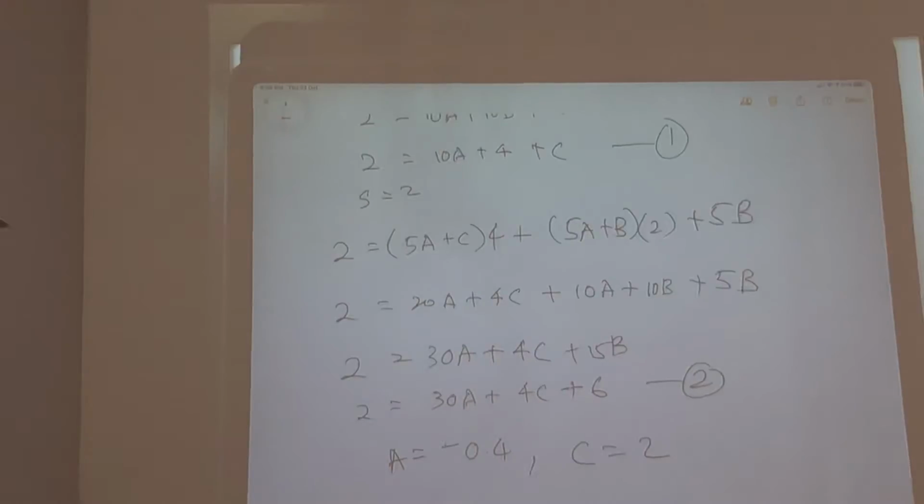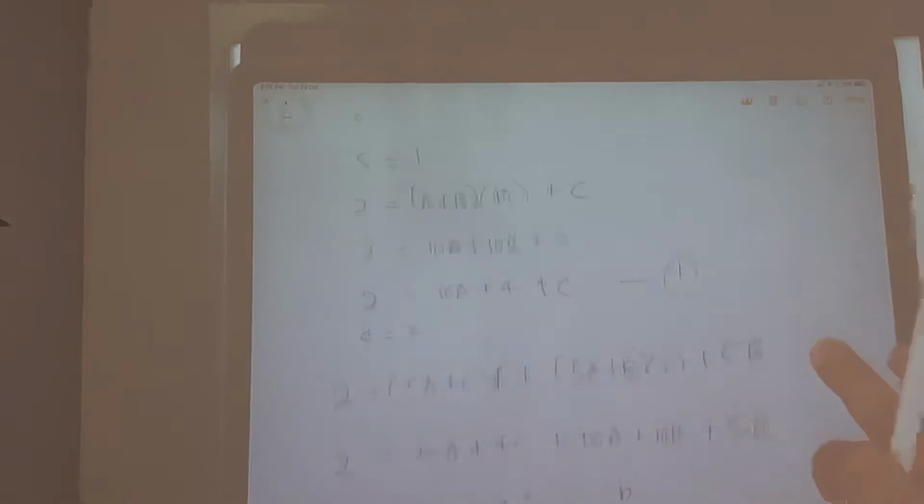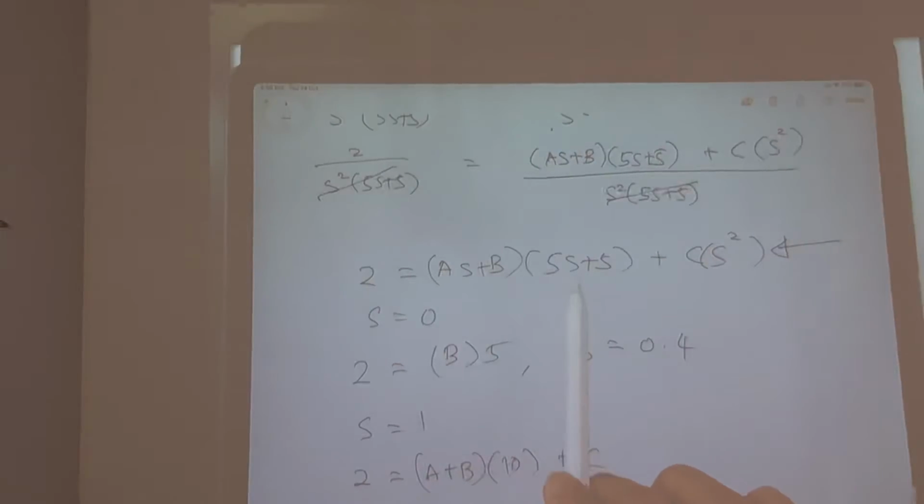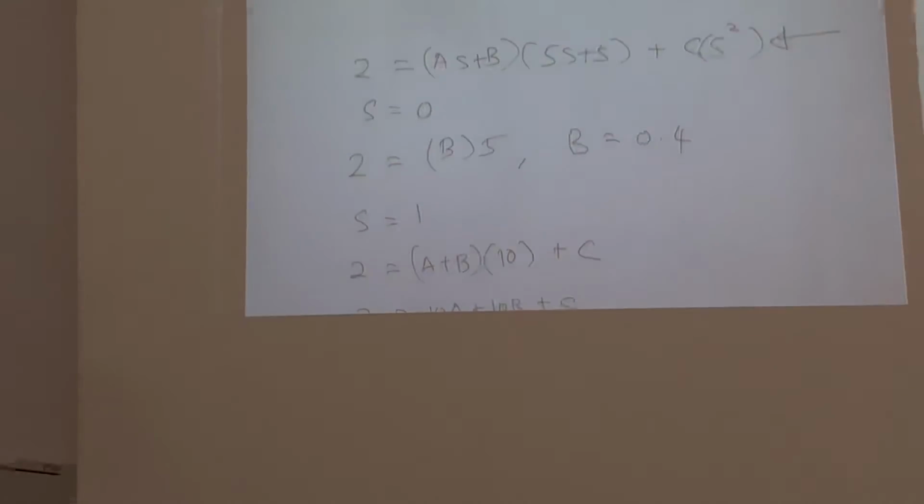Where is 2B? Is it 10B or what? 2, correct. This one. Back to this equation. When S equal to 2, right, is 2 times 2A plus B multiply 10 plus 5. And then 2 power 2 is 4C. Right? This is what I have.